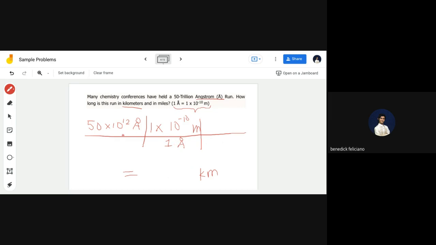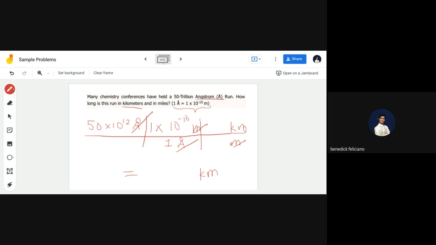Why is it so? Because we want to cancel out the angstrom. Next, we are not in kilometers yet. So, since we have a meter on top of the angstrom, we want to cancel that out. And we want a kilometer above so that we can cancel the meters and be left with kilometers.